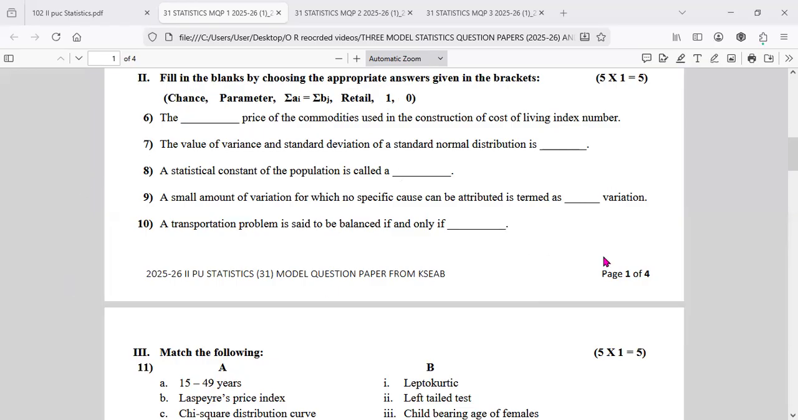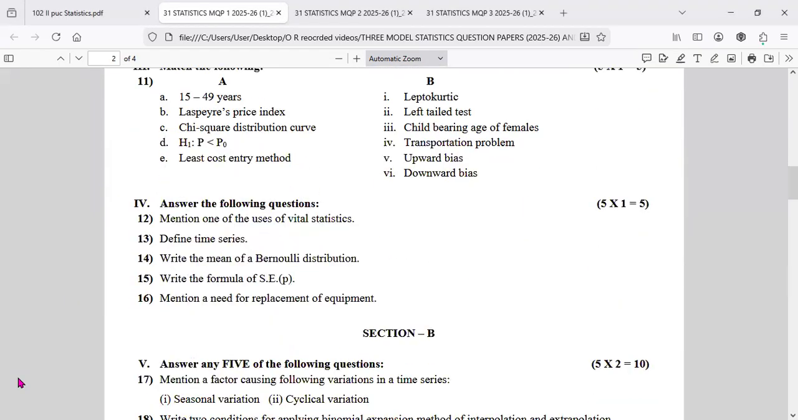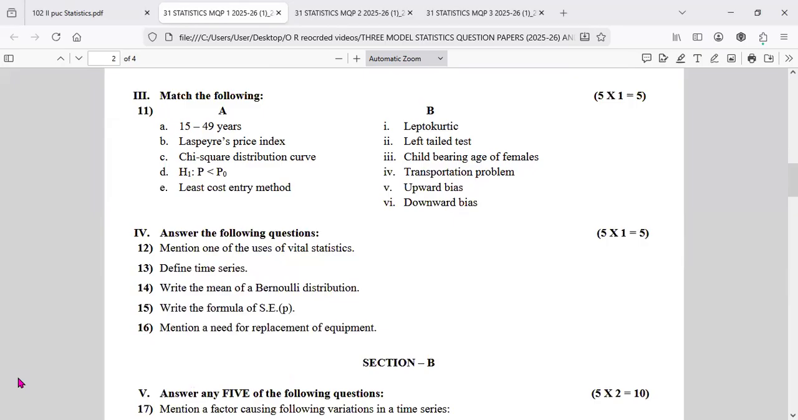Okay, next we go for match the following. First one, 15 to 49, that is the woman's childbearing age group. That is the answer A. Last year's price index number is an upward bias. So that is B. Chi-square distribution curve.